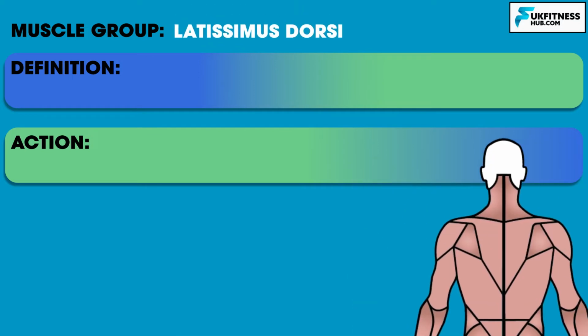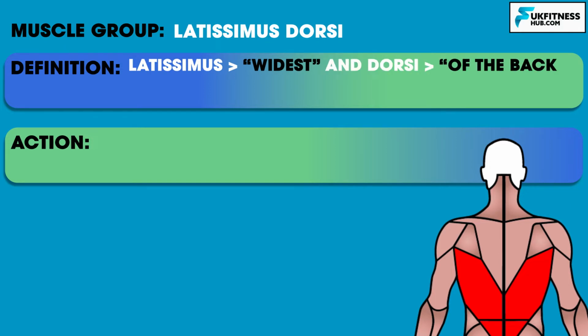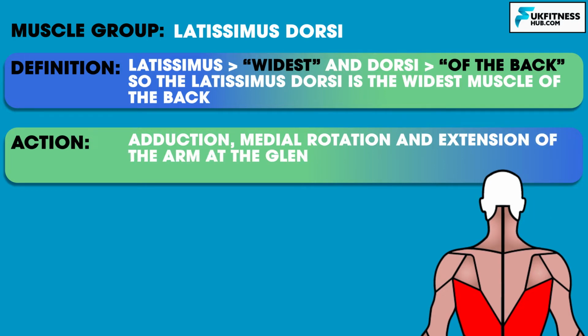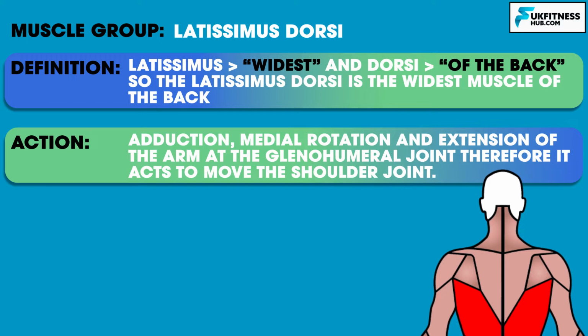Next is the latissimus dorsi, located here at the back of the upper body. Latissimus means widest and dorsi means of the back, so the latissimus dorsi is the widest muscle of the back. The latissimus dorsi's action is adduction and medial rotation, and extension of the arm at the glenohumeral joint. Therefore, it acts to move the shoulder joint.